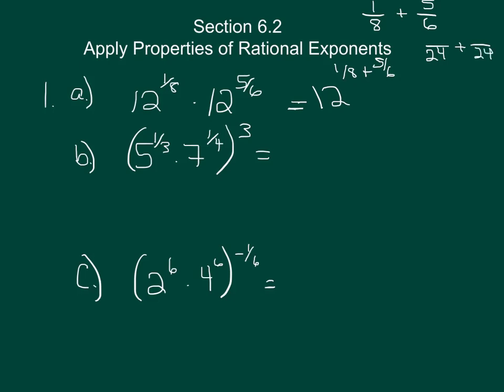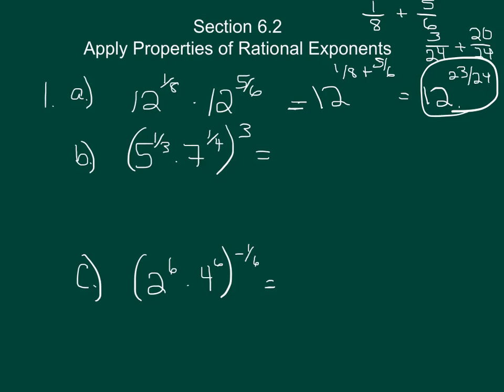In order to get 24 from 8, I had to multiply by 3, so I multiply its numerator by 3 as well. If I need to multiply 6 times 4 to get 24, then I need to multiply 5 times 4 as well, and I get 20. So we get 12 to the 23 over 24 power.